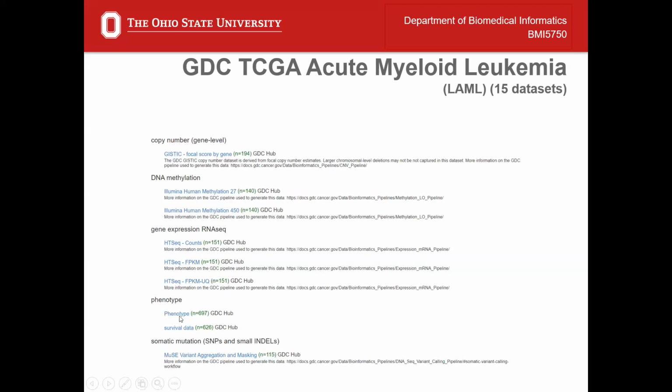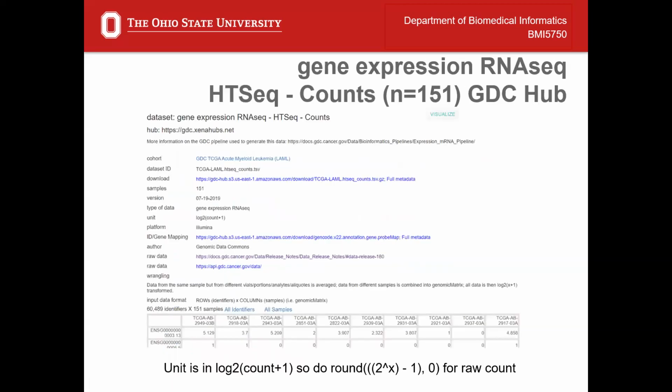And then I suggest downloading phenotype data and survival data too, if you're intending to do any sort of survival analysis. So if we click on the HTSeq counts for this cancer type, it's telling us there are 151 samples. And it's telling us that the unit of the counts is log2(count + 1), which makes it a little difficult to analyze counts.